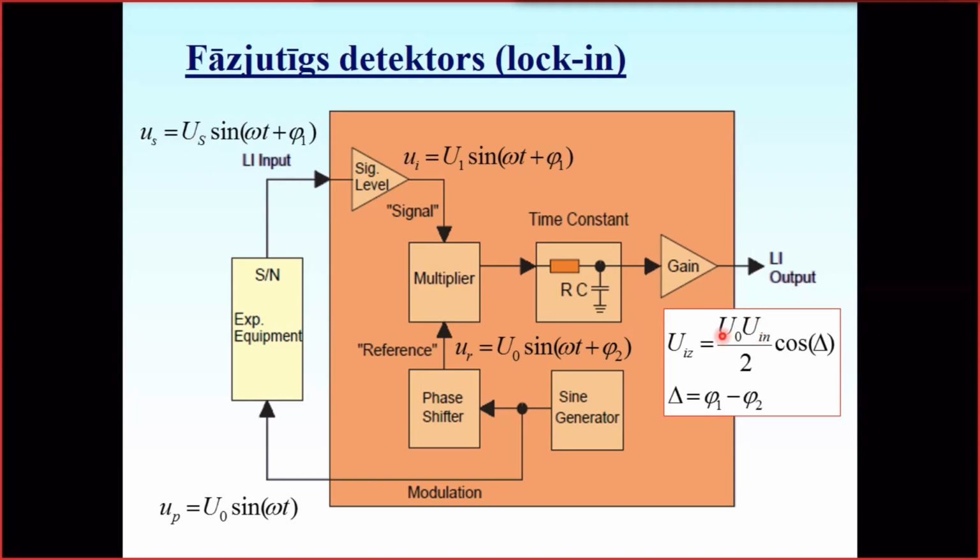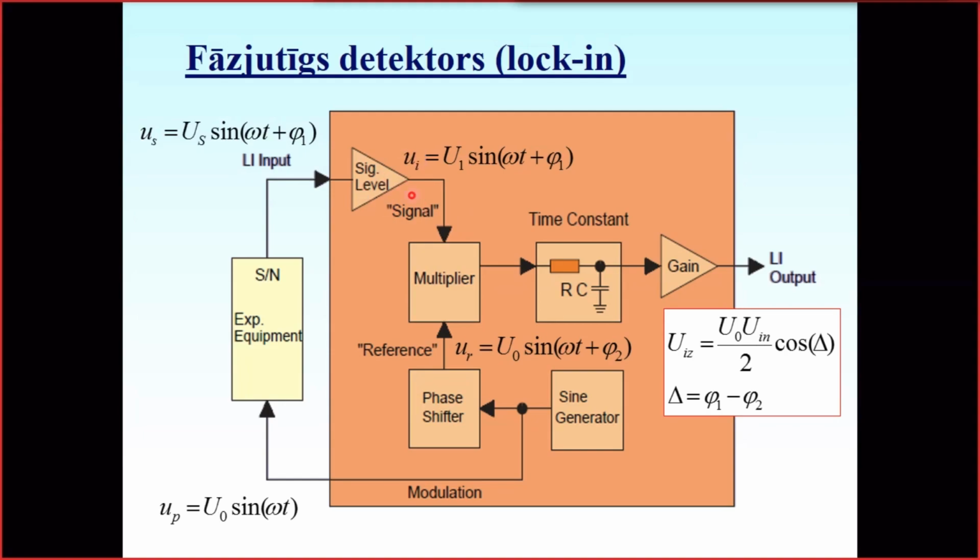Now, of course, we have to know U0. If U0 is exactly 2 volts, the output signal in volts will be just equal to U in, the input signal. We understand that this is the input signal that comes already here, and we have to take into account that there was some amplification.